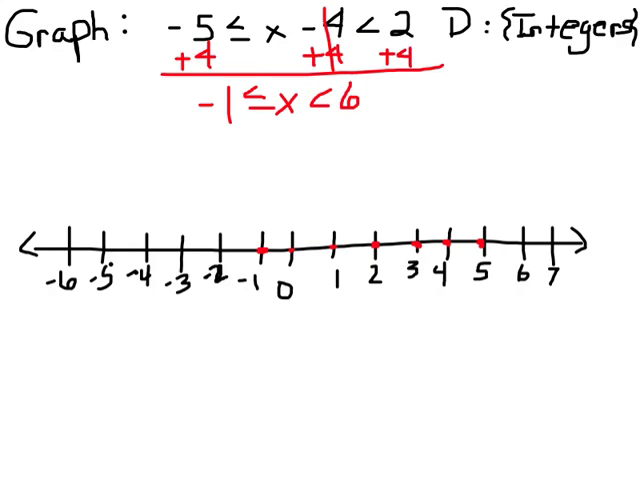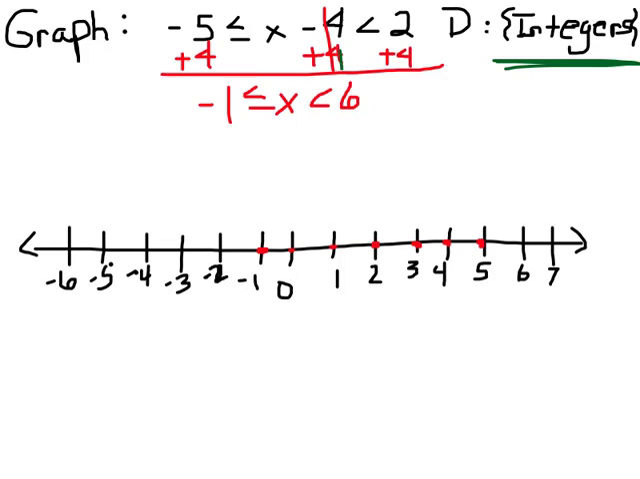Okay, so let's do a couple. And in these, we're going to be given our domain, which is going to determine what your graph looks like. The first one says graph negative 5 is less than x minus 4 is less than 2. All right, so this is going to be one of those we can do two different ways. Negative 5 plus 4 equals negative 1. And if we add 4 to the 2, in other words, we get rid of this 4, we find that x is greater than or equal to negative 1, but it's less than 6.